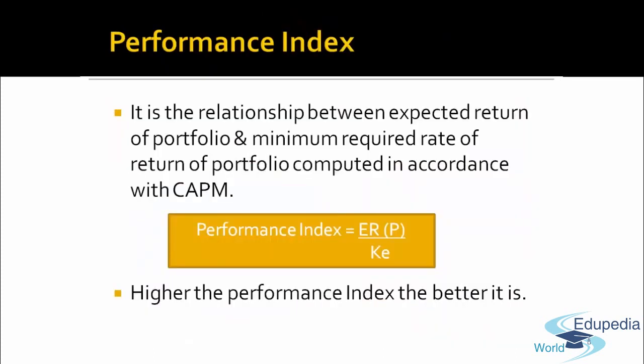Another method to evaluate different portfolios is called the performance index. Performance index is a relationship between the expected return of a portfolio and the minimum required rate of return. Here the Ke is computed as per the CAPM model. So whatever expected return is there from different portfolios, that is divided by the Ke. The higher the performance index, the better it is.